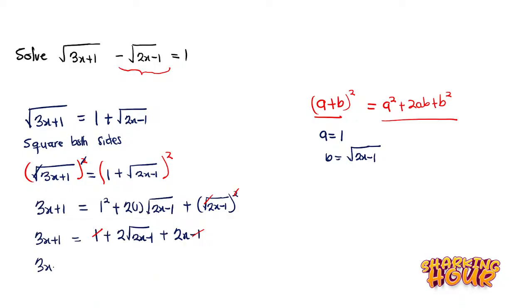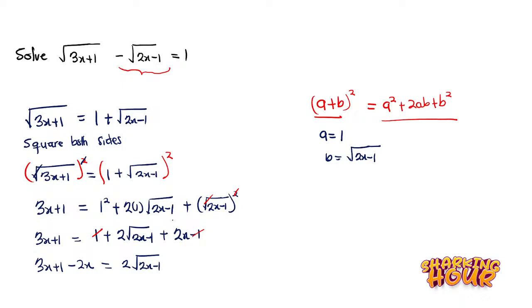3x plus 1. Then the positive 2x over here, I'll move it to this side of the equation. It becomes negative 2x. And this will be equal to, now after moving the 2x, the only thing that I'm left with is 2 root 2x minus 1. So I maintain that 2 root 2x minus 1. So that is what I have over here.